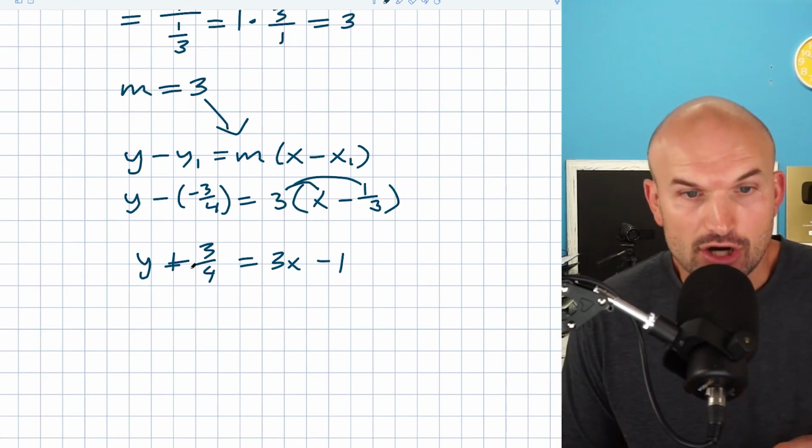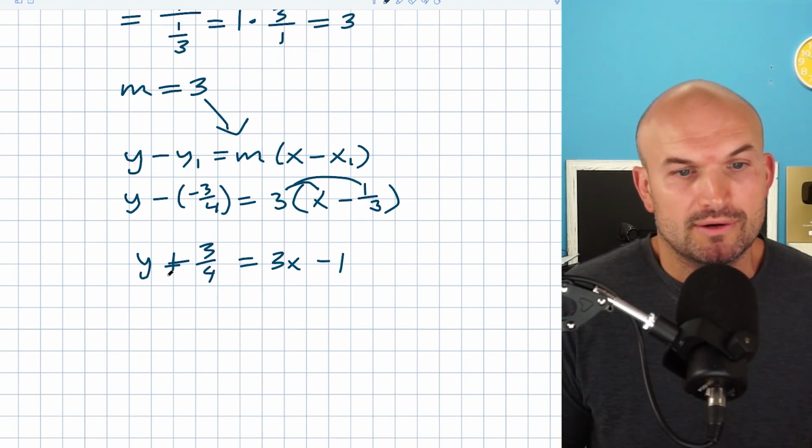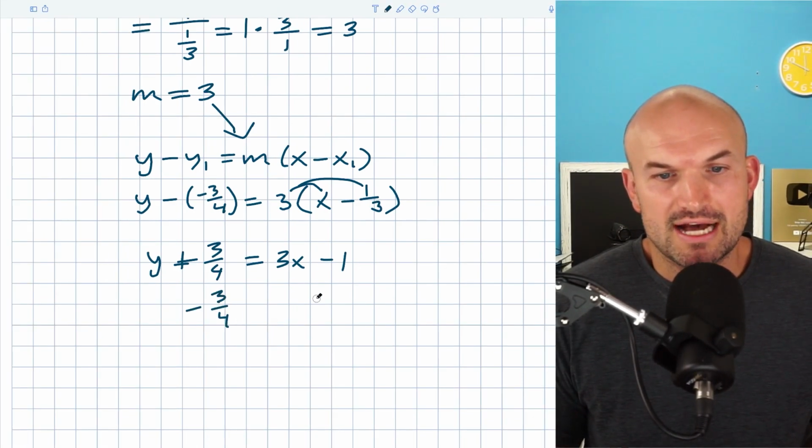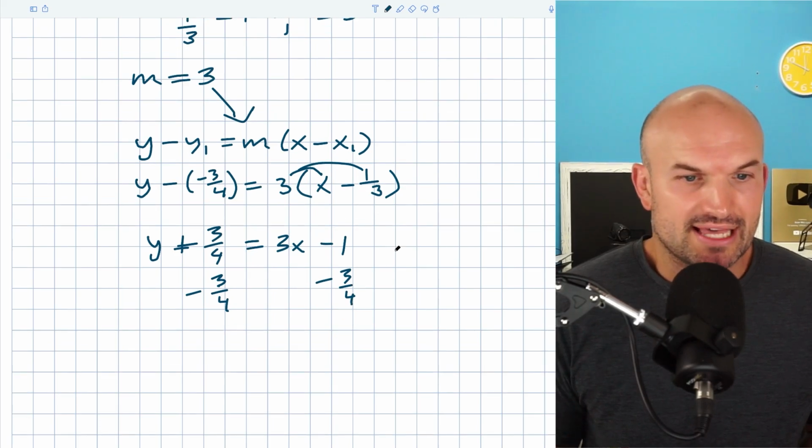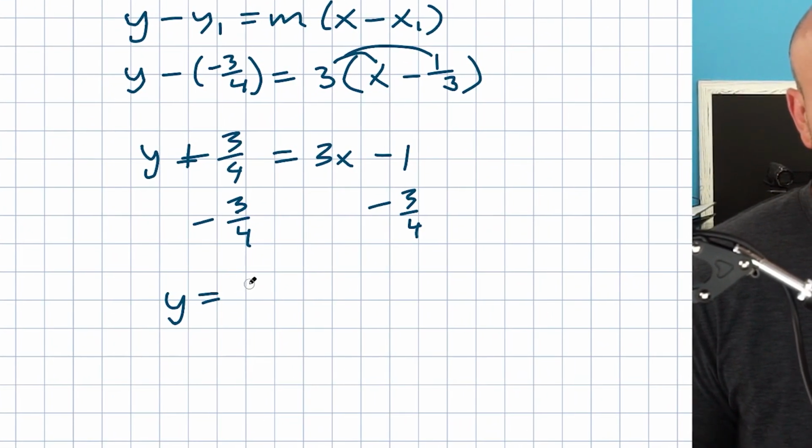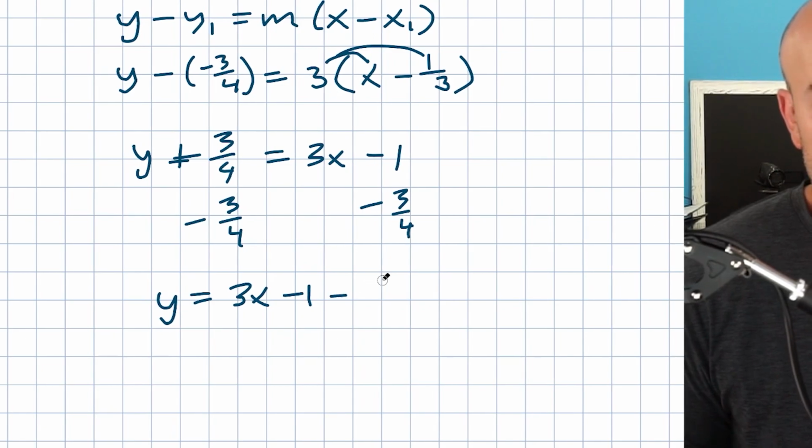Now I just need to go ahead and solve for y, right? We want to put this in slope intercept form. So I'm going to go ahead and subtract 3/4 on both sides. Okay, so in doing that, now I have y is equal to 3x minus 1 minus 3/4.